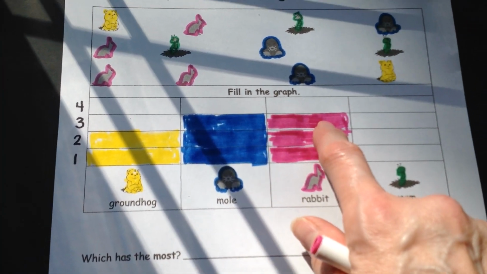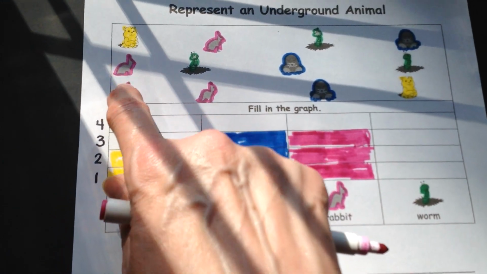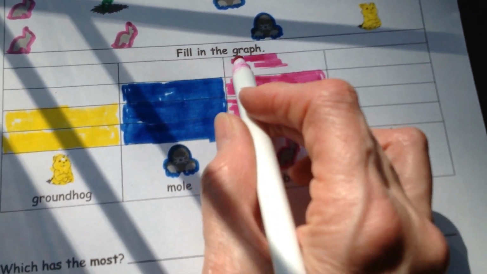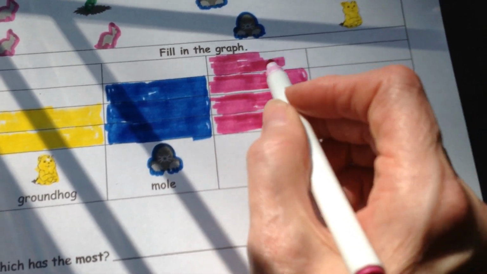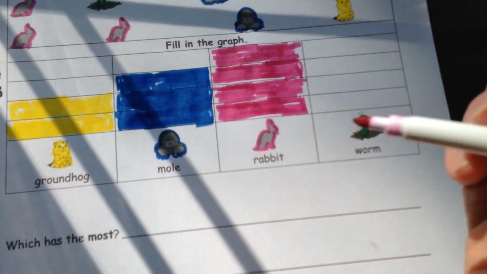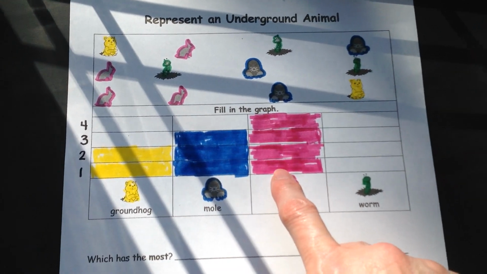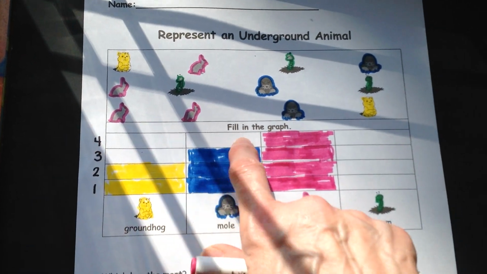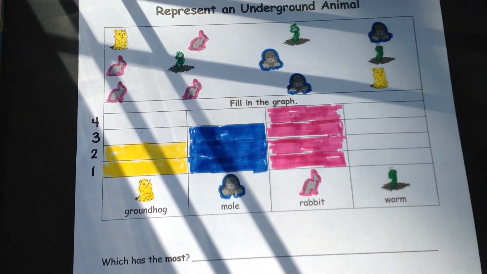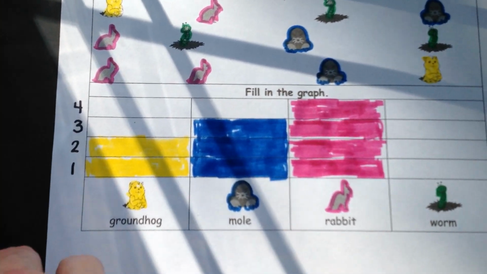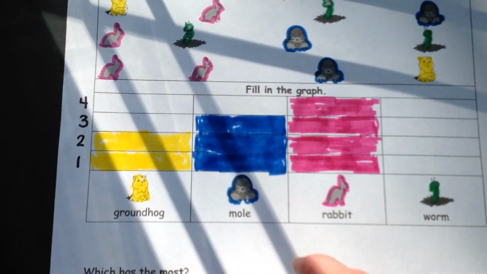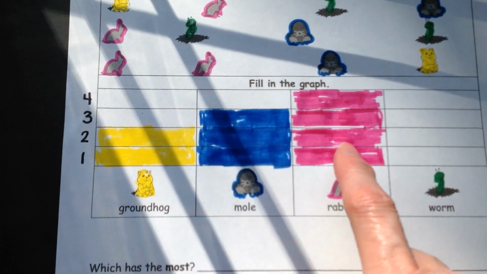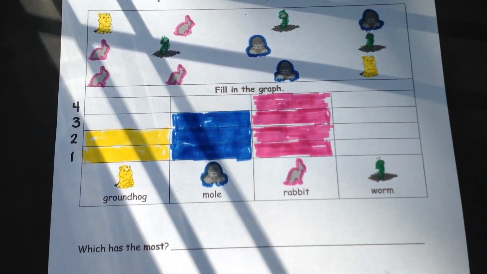Are we done coloring rabbits? No, because we had 1, 2, 3, 4 rabbits. We need to color our last box, right? Number 4. Very good, boys and girls. So now we have 4 boxes colored in. 1, 2, 3, 4. And we know that's 4 because there's our number 4. Very good. Now which animal do we have the most of? Groundhog, mole, or rabbit? Which one is the most? That's right. We have the most rabbits so far. All right, we have one more creature left.